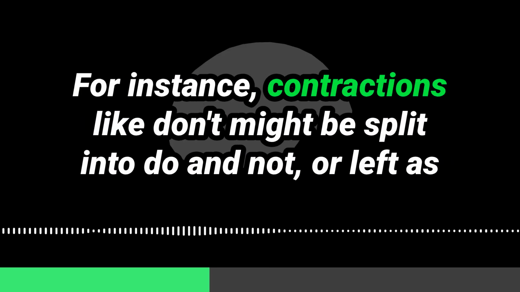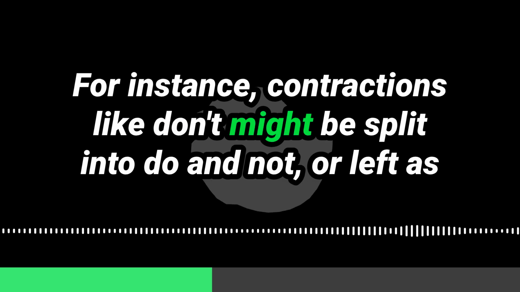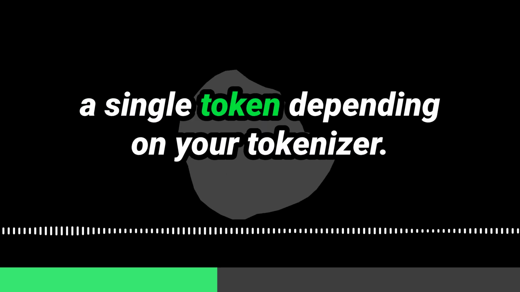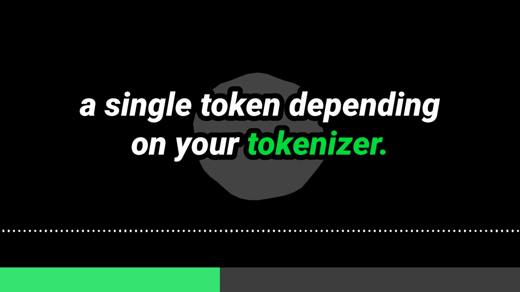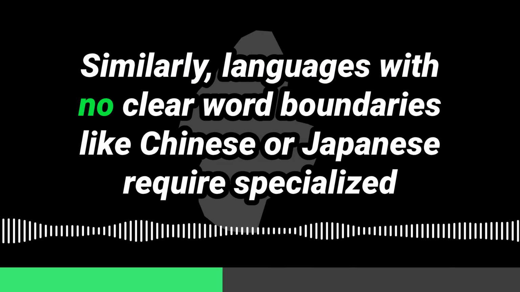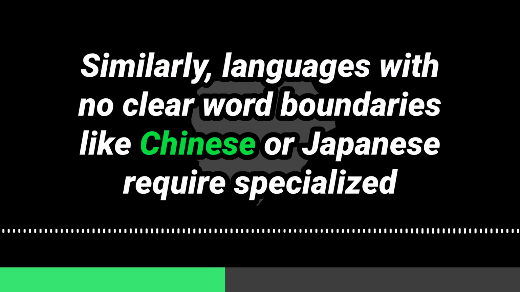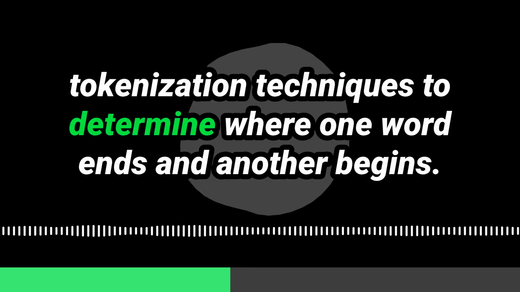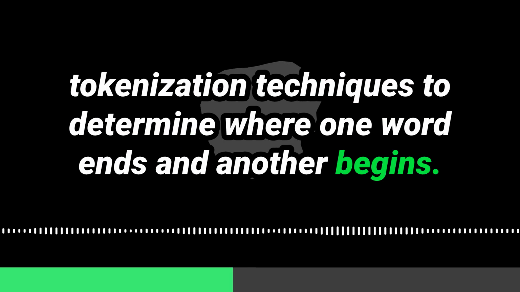For instance, contractions like don't might be split into do and not, or left as a single token, depending on your tokenizer. Similarly, languages with no clear word boundaries, like Chinese or Japanese, require specialized tokenization techniques to determine where one word ends and another begins.